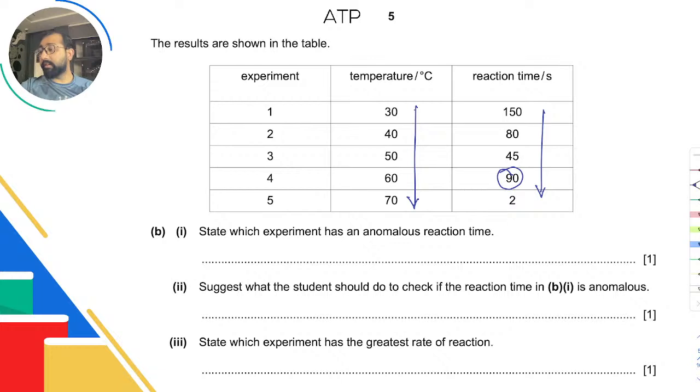State which experiment has the greatest rate of reaction, the one with the smallest time, right? So whether 2 seconds is something that you agree with or not, that's irrelevant. Right now, based on these values, the greatest rate of reaction is the one with least time, which is 2 seconds.